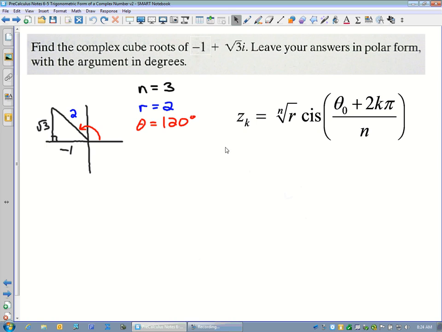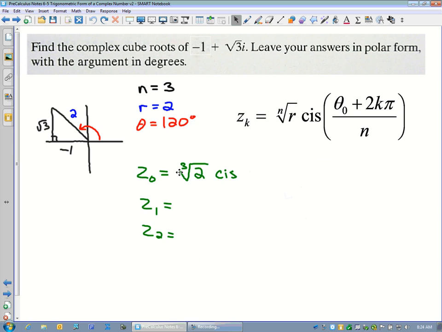All right, now it's just a matter of substituting into the formula. So we're going to have three answers. We call them Z0, Z1, and Z2. And for the nth root of r, we're simply taking the cube root of 2. And then it's going to be cis, of course. And then we want the theta, which is 120 degrees. Theta divided by your n. And so 120 divided by 3 is going to be 40.